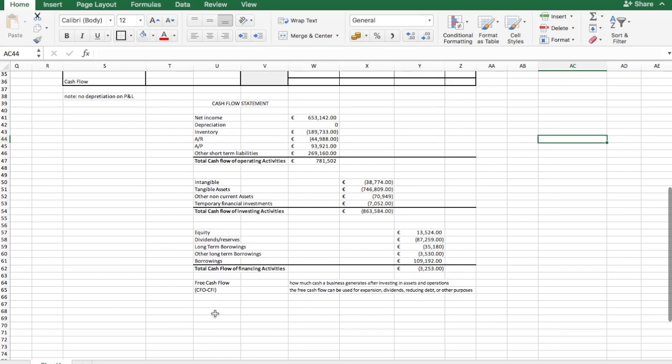Okay, so finally we have the free cash flow, and the free cash flow is how much cash a business generates after investing in assets and operations. The free cash flow can be used for expansions, to pay to the owners, or reducing the debt, or other purposes. So a lot of people want to know how much a company has of free cash flow, and we obtain it by the operating activities minus cash flow of investing activities, and we have the free cash flow.